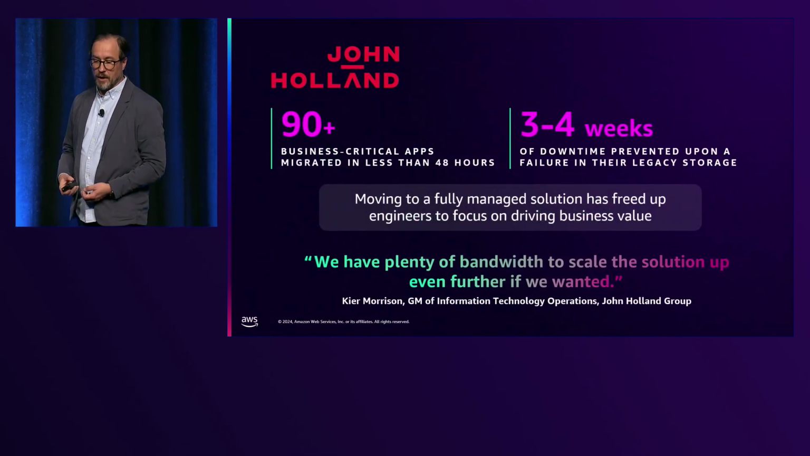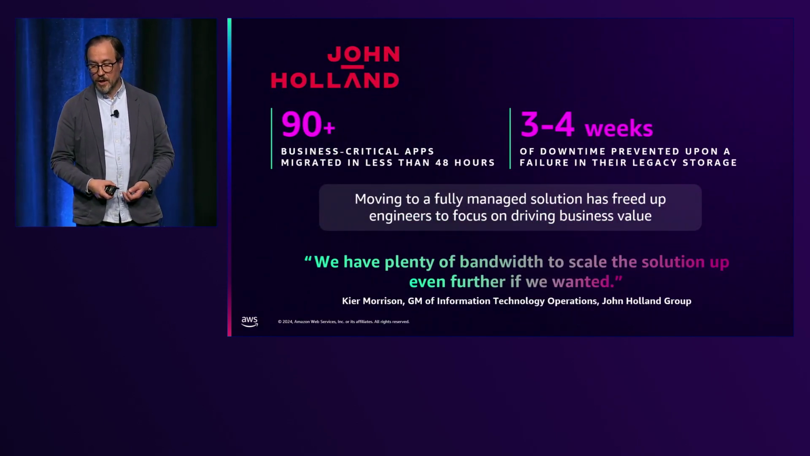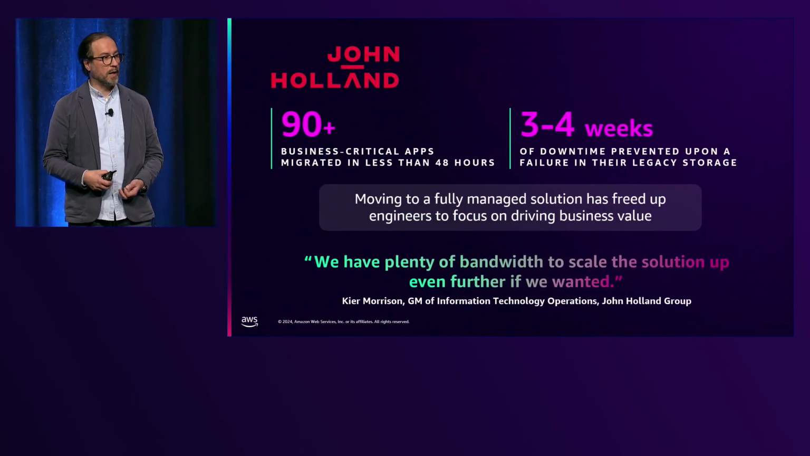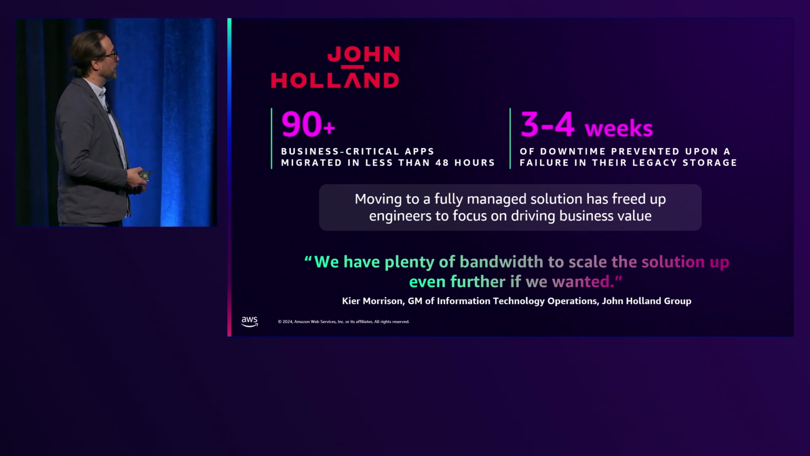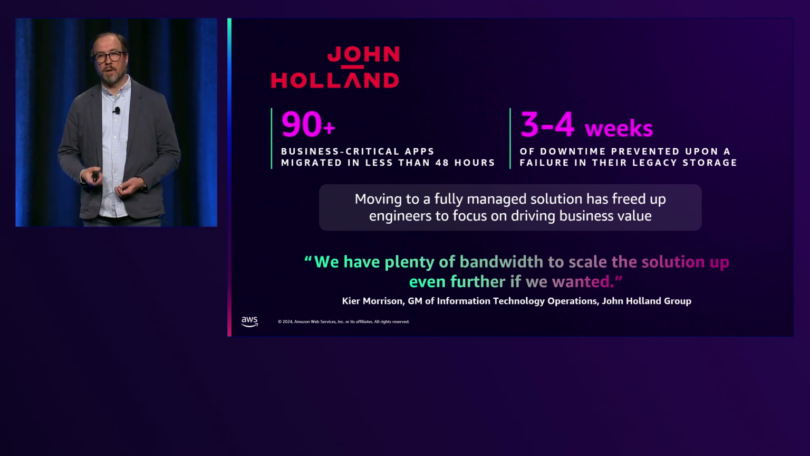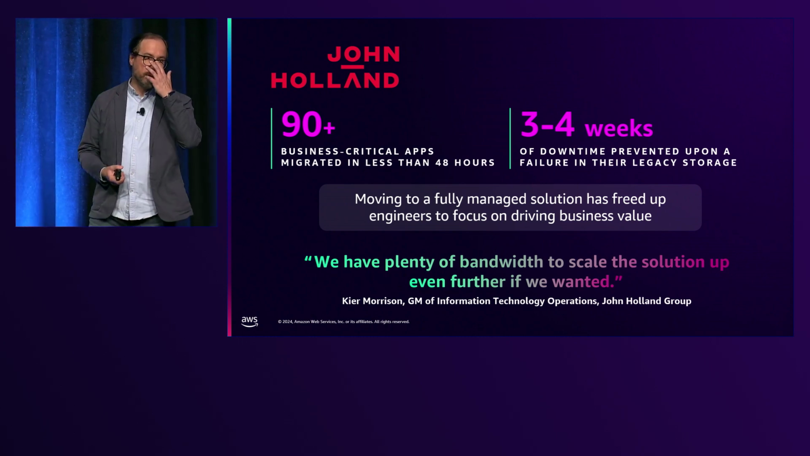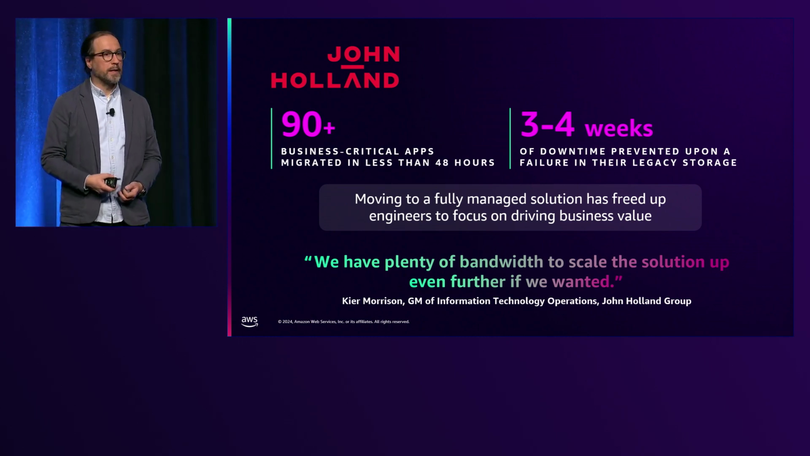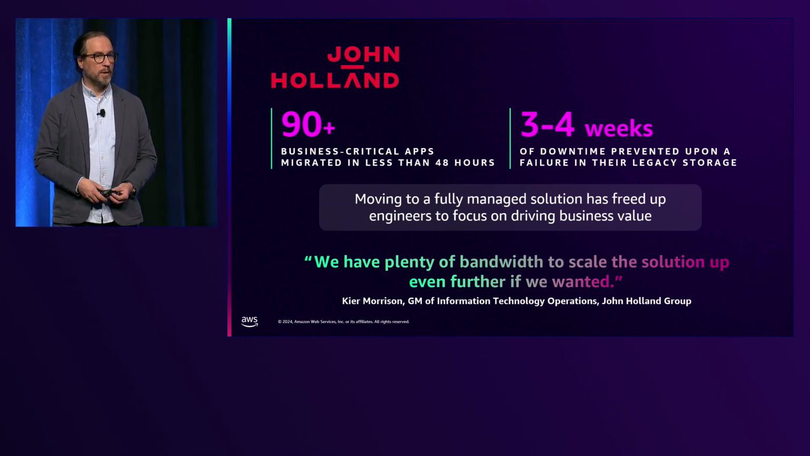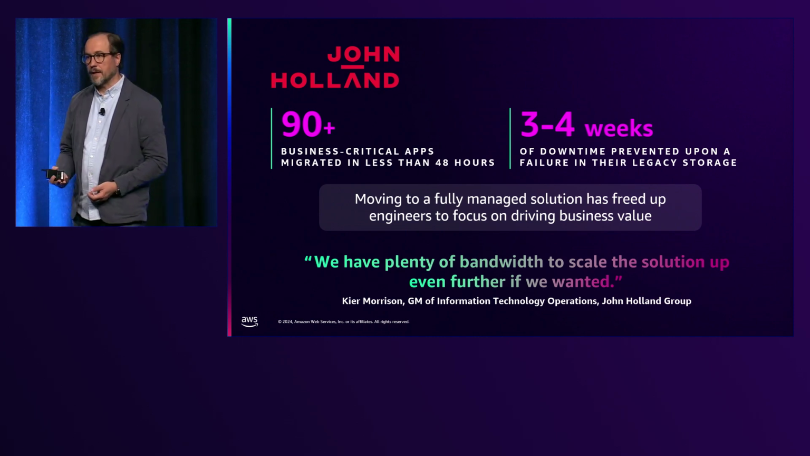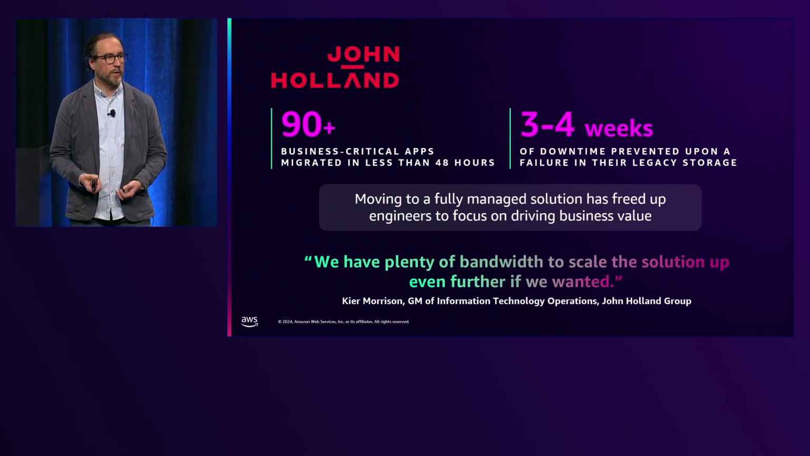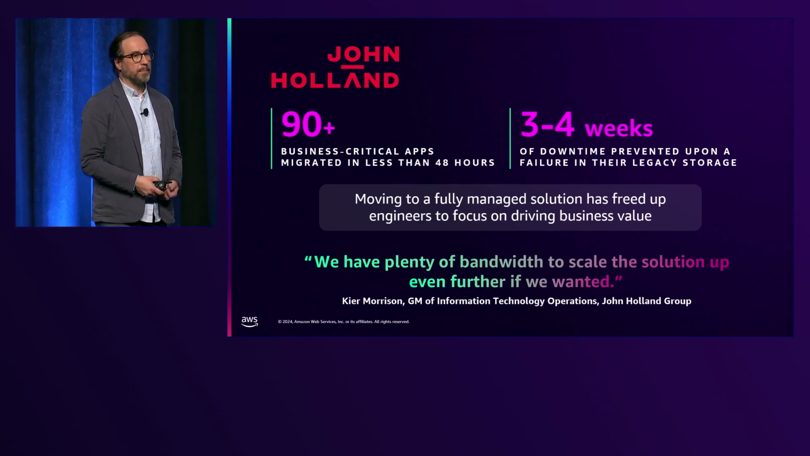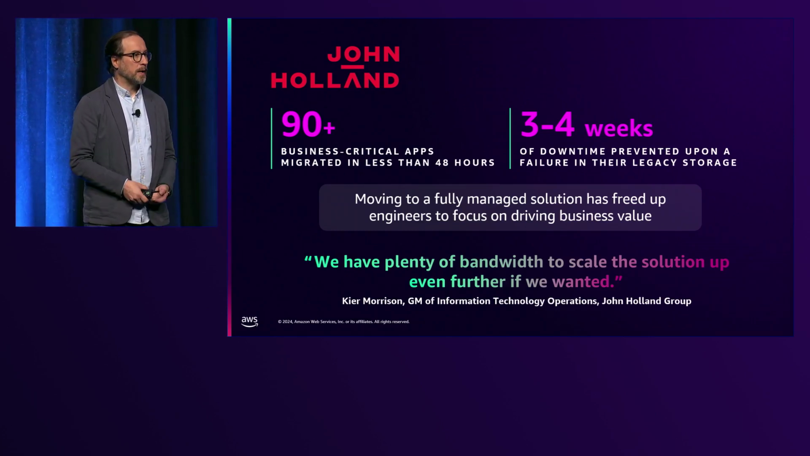A customer example here is John Holland Group. John Holland Group is a construction-based firm out of Australia serving the wider APJ region. They were running 90+ business-critical apps in AWS, and they were running it self-managed. They set it up on EC2. They had a plan to leverage FSx. This was way back when FSx was just coming out, and they wanted to move it to FSx for Windows File Server. And they had a plan to do this over something like 6 to 12 months.